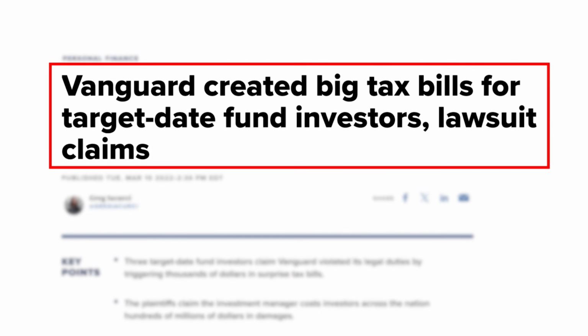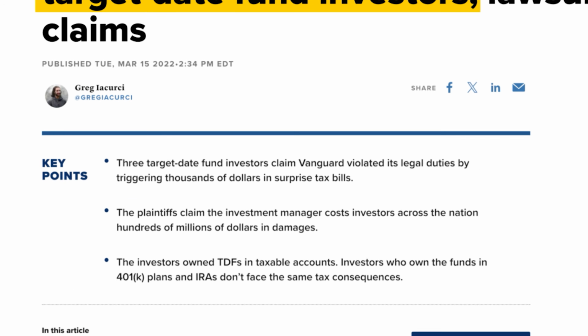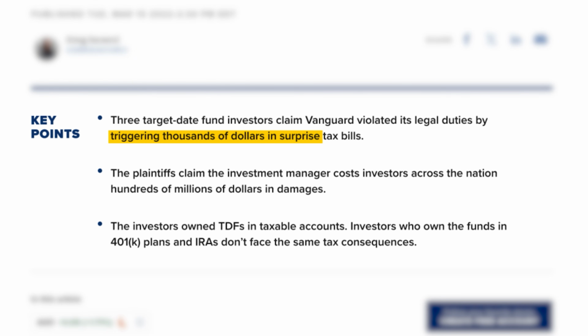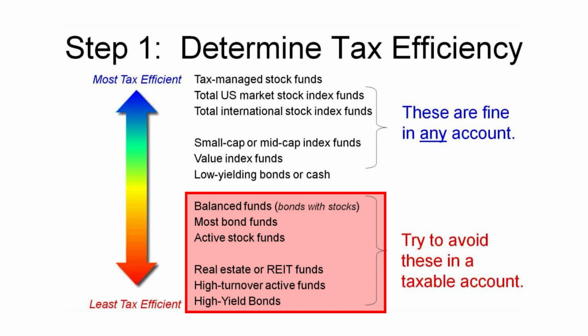Not to get carried away, but this is really important to understand because in 2021, Vanguard created big tax bills for target date fund investors because they heavily changed positions in their funds, which triggered thousands of dollars in surprise tax bills to those that owned them in taxable accounts, even if they didn't sell the fund themselves. For those who had them in tax-advantaged accounts like the 401k or IRAs, they did not face the same tax consequences. As you can see, obvious examples that are ideal to avoid in taxable accounts are REITs, high turnover active funds, and high yield bonds, to name a few.